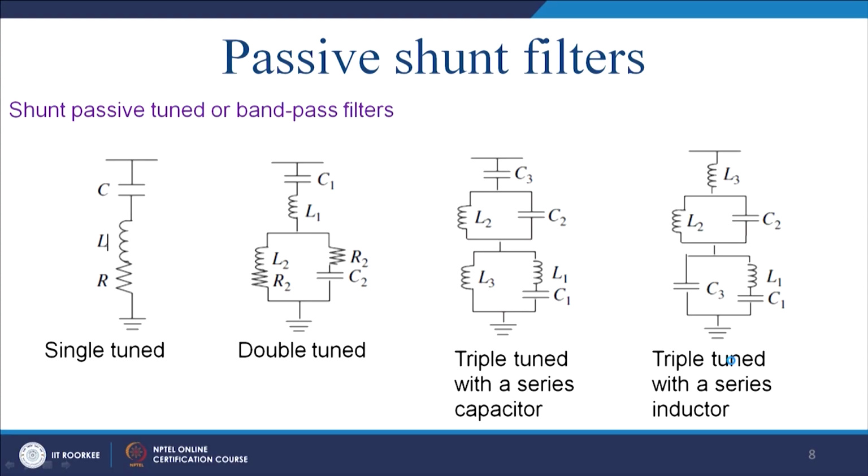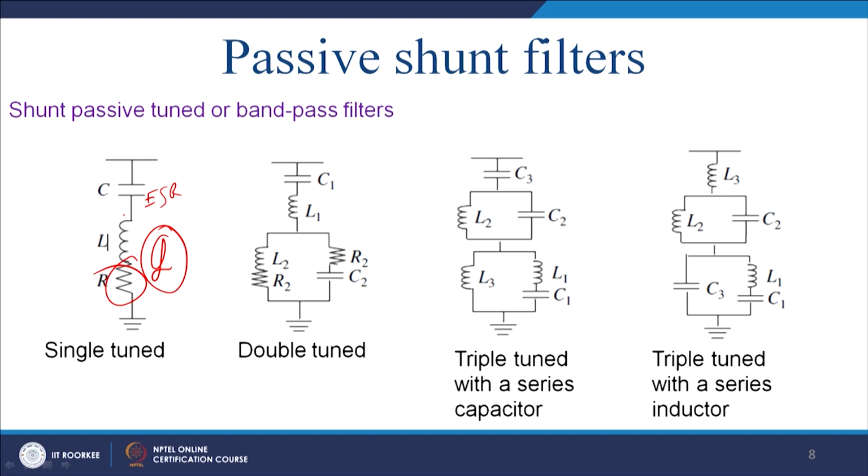Now, as I was telling, this entity is your single tuned. You have a capacitor, inductor, and you can have an external resistance connected to it to make it damped. Otherwise, the ESR and ELR can be lumped here as a resistance. And you have a particular quality factor, you can design the value of R, and based on that you can get the sharpness of the resonance.